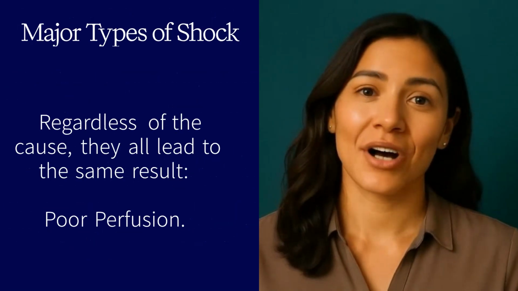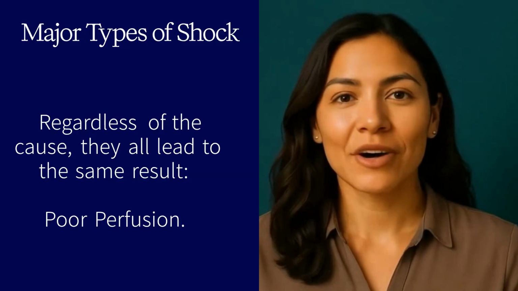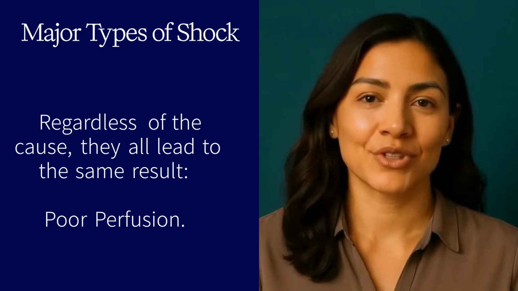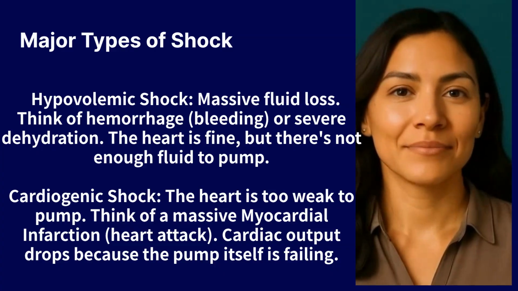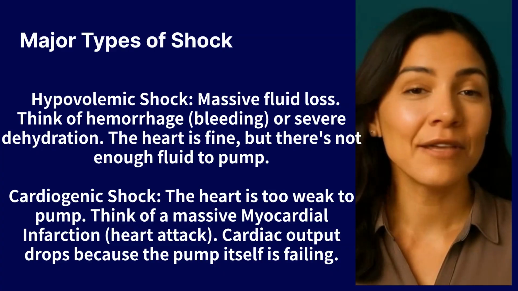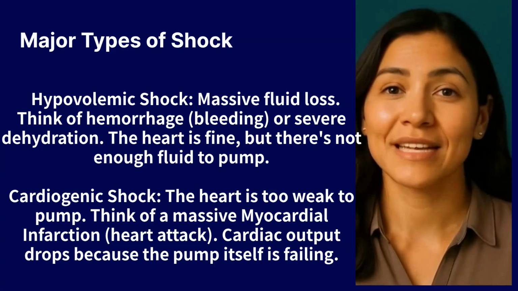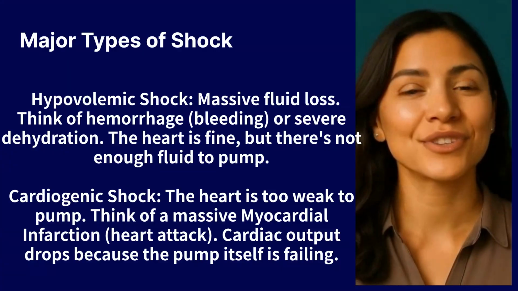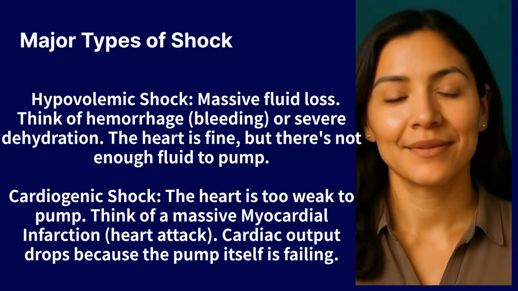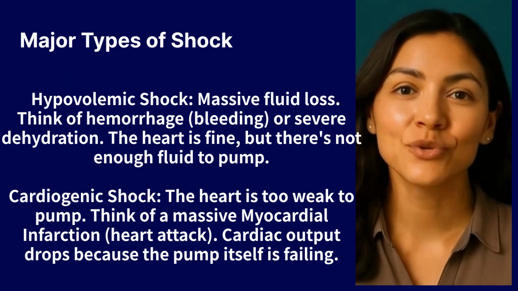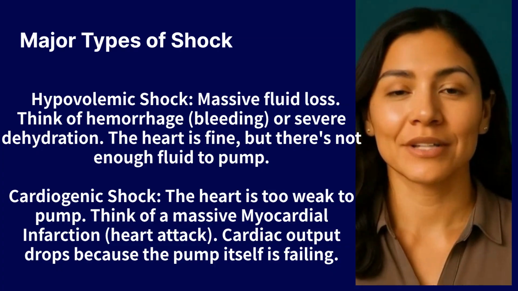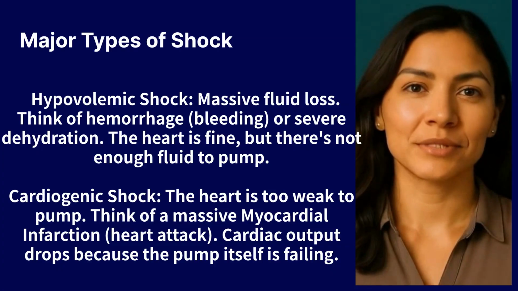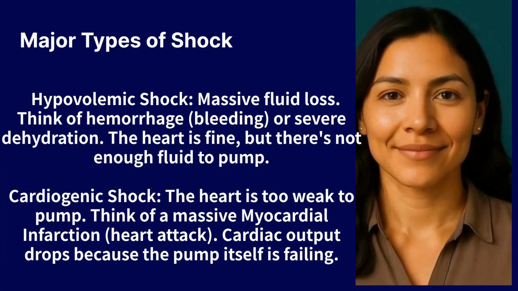The major types of shock, the causes. Regardless of the cause, they all lead to the same result: poor perfusion. Hypovolemic shock, massive fluid loss. Think of hemorrhage, bleeding, or severe dehydration. The heart is fine, but there's not enough fluid to pump. Cardiogenic shock, the heart is too weak to pump. Think of a massive myocardial infarction, heart attack. Cardiac output drops because the pump itself is failing.